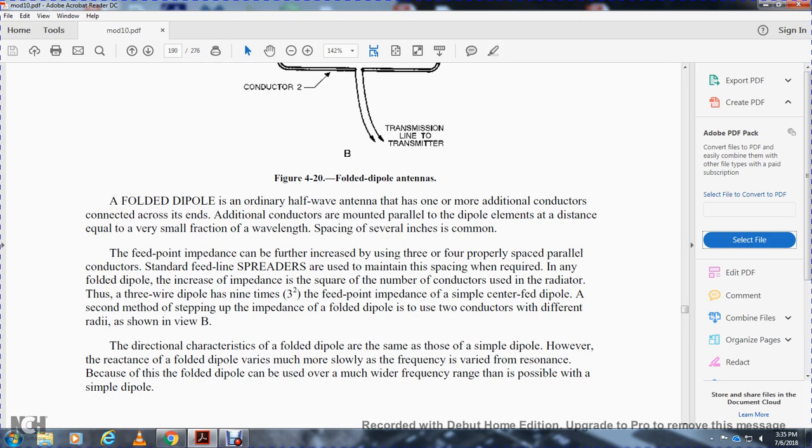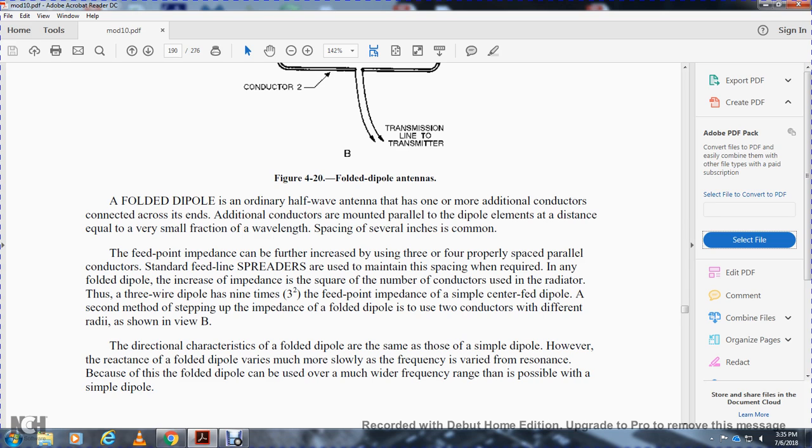The feed point impedance can be further increased with three or four properly spaced parallel conductors, standard feed line with spreaders to maintain the spacing when required in the folded dipole. The increased impedance is the square of the number of conductors used in the radiator. Thus, the 3-wire dipole has 9 times, or 3 squared, the impedance of the simple center-fed dipole. The second method of stepping up the impedance of the folded dipole uses two conductors with different radii, shown in view B.